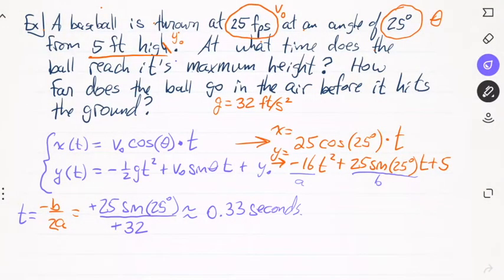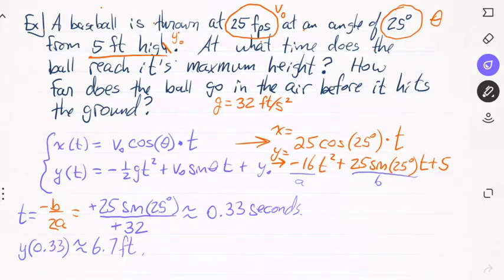So then y at 0.33 would be approximately 6.7 feet. So it's not going very high. 25 feet per second, I guess, isn't that big of a throw. All right, and then it's probably because of the 25-degree angle.